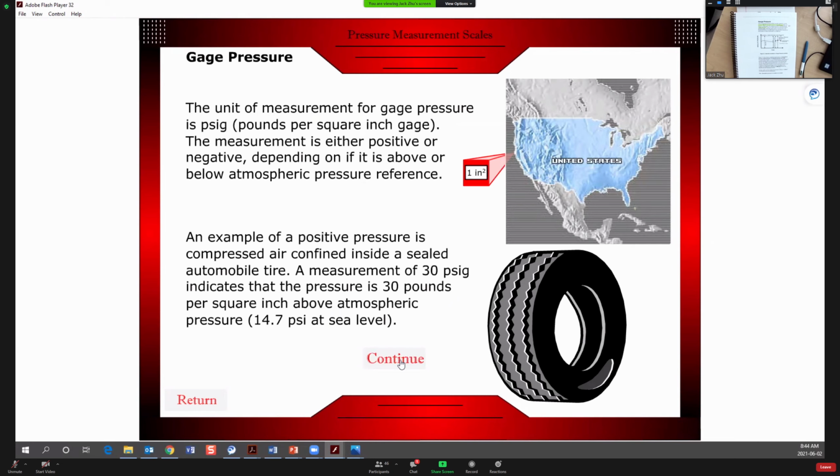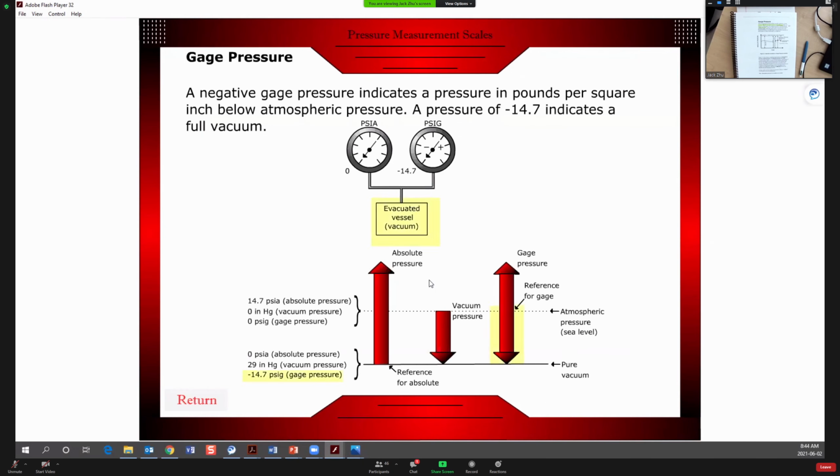When they give you an example to do the calculation, negative gauge pressure indicates a pressure in pounds per square inch below atmospheric pressure. At negative 14.7, it's a full vacuum. So you can see here the absolute pressure is at 0, but the gauge pressure reading at this point is negative 14.7 psig.